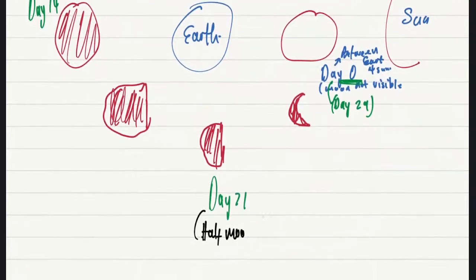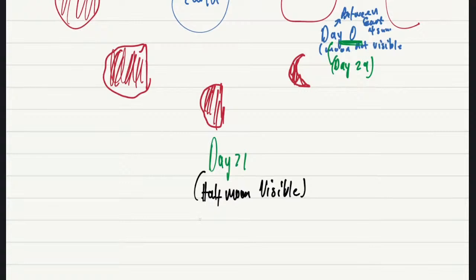This is half moon visible, okay? Half moon is visible. Not necessarily that it's called half moon. It's called the last quarter. So you say, wow, we're watching the last quarter. Okay, then it goes like that. Are we together?